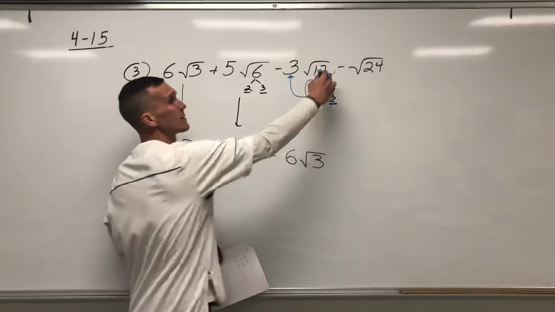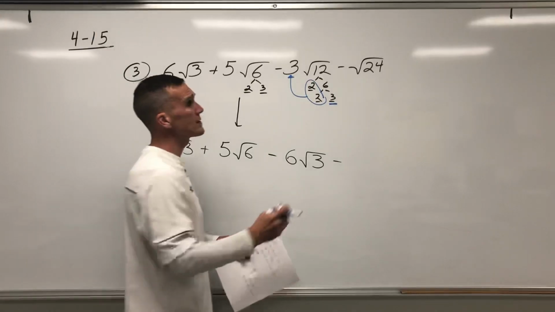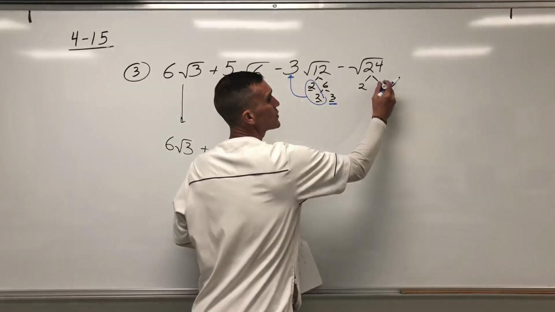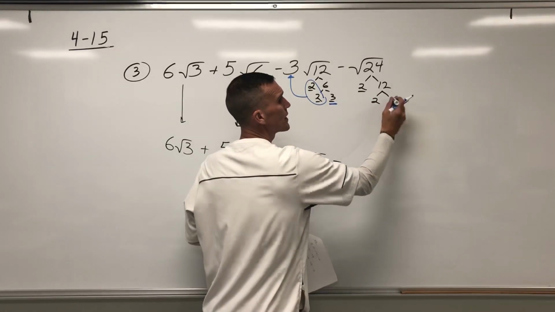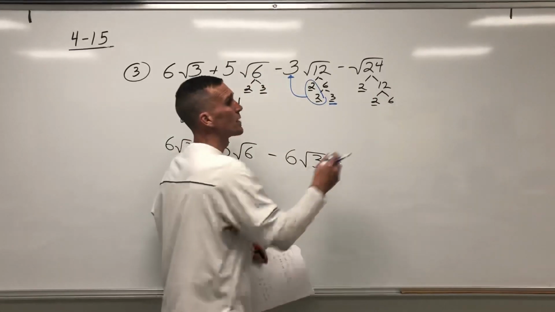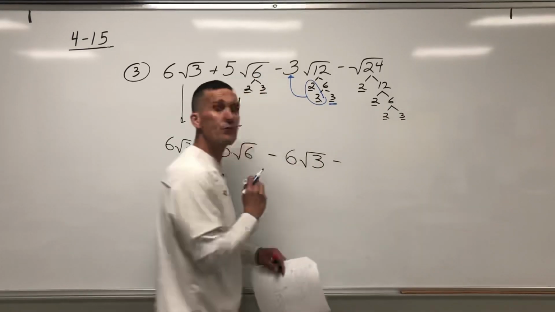Now there's another minus symbol. And rad 24. 24 is a composite number. So it's 2 times 12. 2 is prime. 12 is 2 times 6. 2 is prime. 6 is 2 times 3. 2 is prime and 3 is prime.